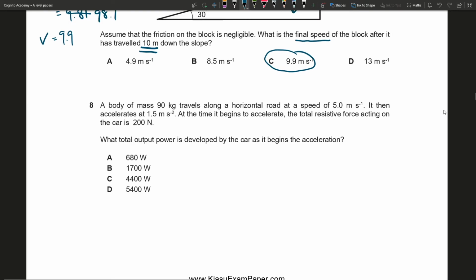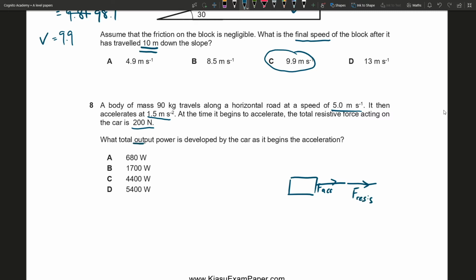Question 8. A body of mass 90 kilograms travels along a horizontal road at a speed of 5 meters per second. It then accelerates at 1.5 meters per second squared, so it has to output some force to accelerate. At the time it begins to accelerate, the total resistive force acting on the car is 200 newtons. So on top of the force that it takes to accelerate, it must output even more force to overcome the resistive forces.